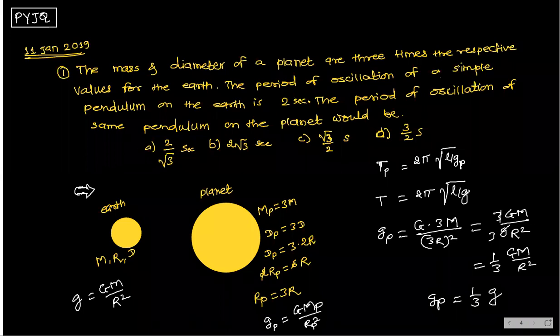Sir, 2 root 3 seconds. 2 root 3, yes, it is the correct answer. 2 root 3 is the correct answer. Yes. Now just substitute the values and see how much you are getting. Shall I go to the next page? So see, yes, here, sir. Sir, previous question, sir. 1 minute. Yes.